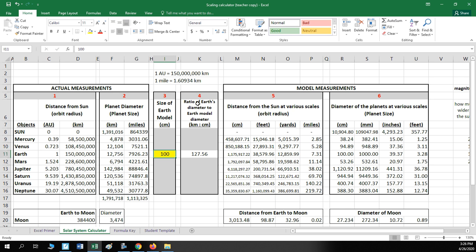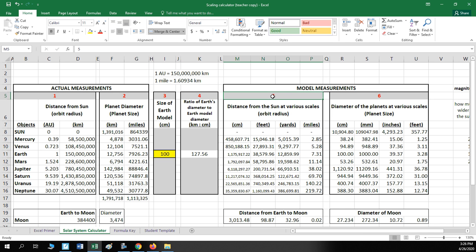Table 4 is going to be the ratio. This is what's going to determine our relationship between our real actual measurements and our model measurements. So it's having this formula in table 4, which is F11 divided by I11. Doing that ratio will allow us to convert all this information into model information.